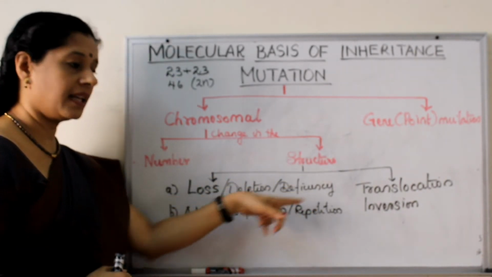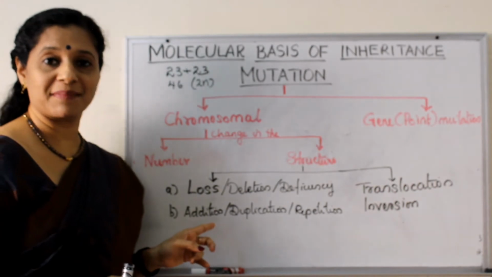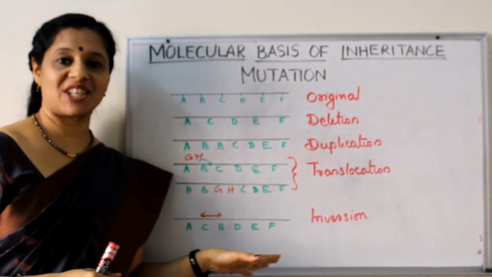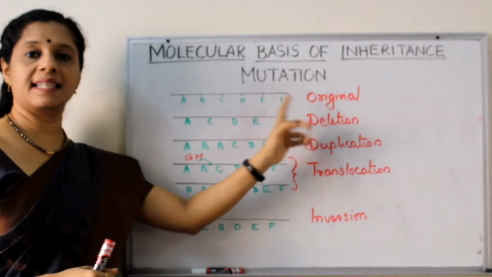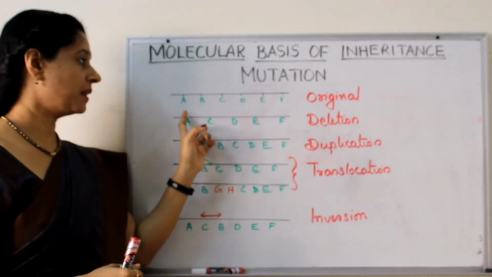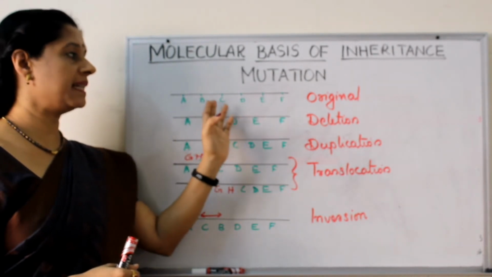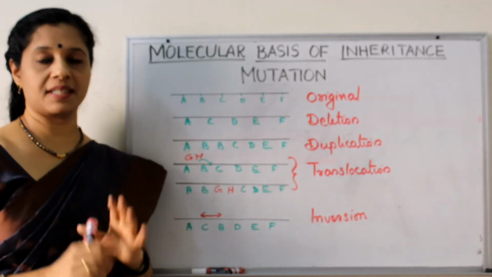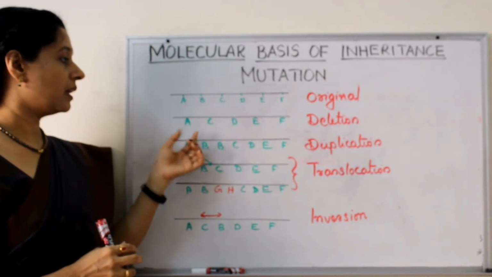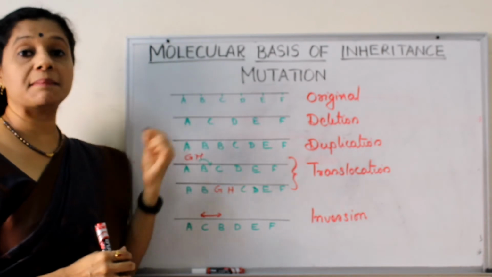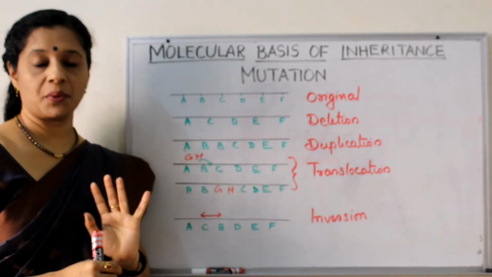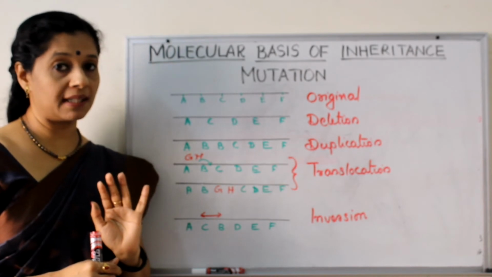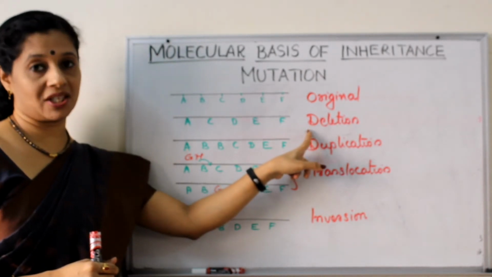Now we will see these types with the help of diagrams. So here are the pictorial illustrations of what we just discussed. Here first one, let us take the original form of a chromosome with some genes A, B, C, D, E, F. That's the original form. Now a part of this chromosome is missing. Here the B is not here, that part is deleted. Okay, so that is a kind of abnormality that is due to deletion.